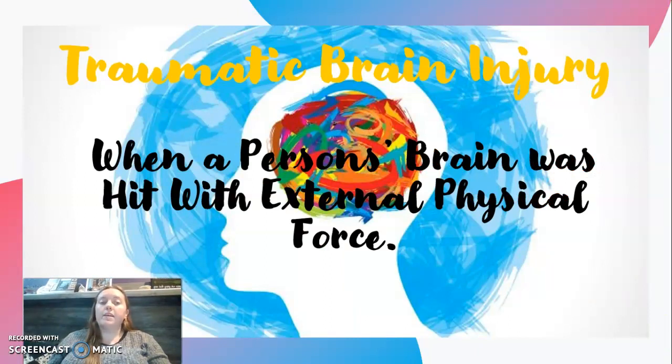Moving into traumatic brain injury. This happens when a person's brain is hit with external physical force. It causes impaired functioning in one or more areas. It affects educational performance and can be open or closed. So a child with a brain injury may experience learning, communication, emotional, and physical changes, along with memory and functions. These children may experience problems in planning, problem solving, and abstract reasoning. We also have to consider the child's age when the traumatic brain injury occurred.